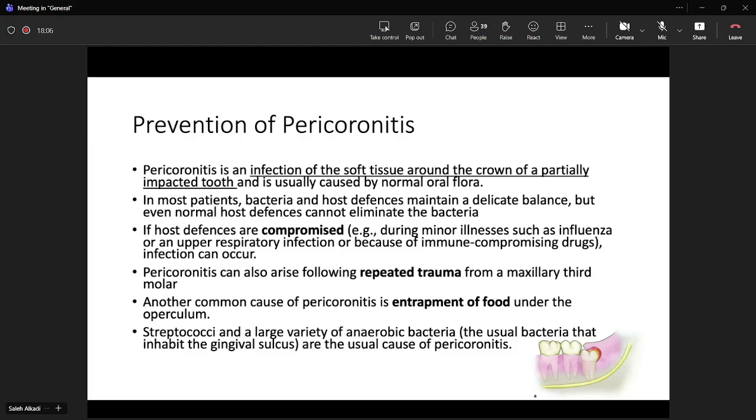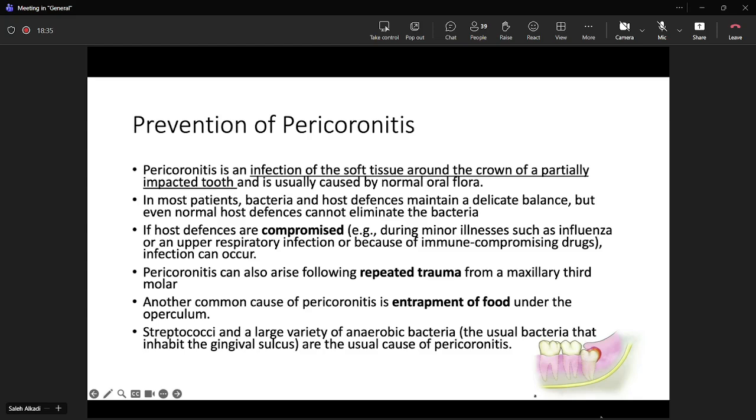As you can see here in the picture, in the bottom right of the slide, there's a soft tissue covering the crown of the impacted tooth or the unerupted tooth. This piece of soft tissue, we call it operculum. If it gets inflamed, the condition will result in pericoronitis, which is inflammation of this operculum.